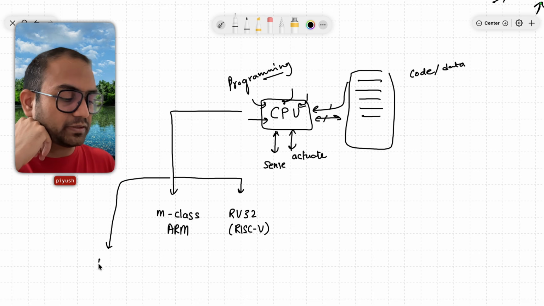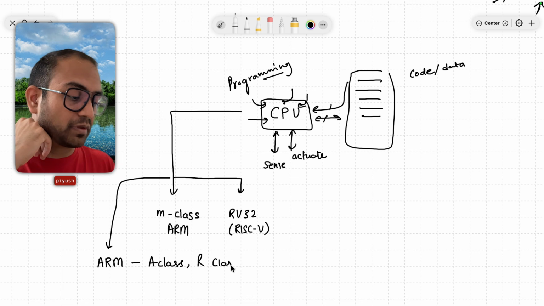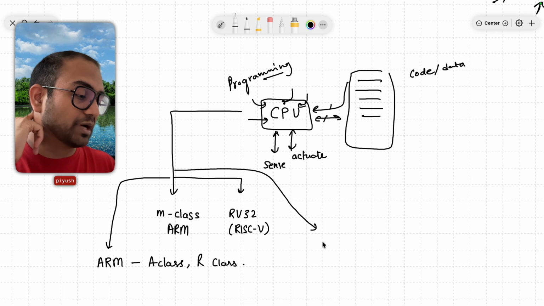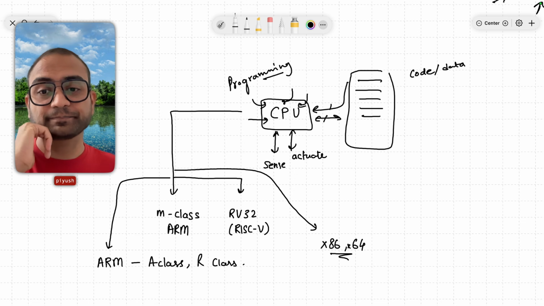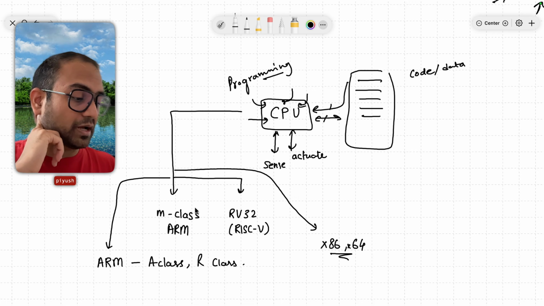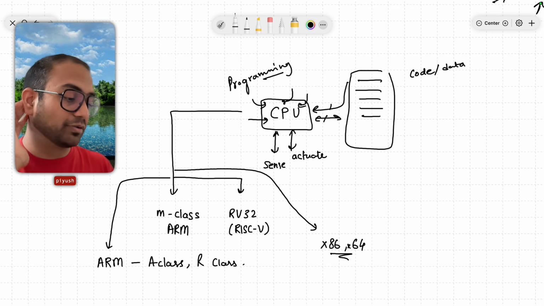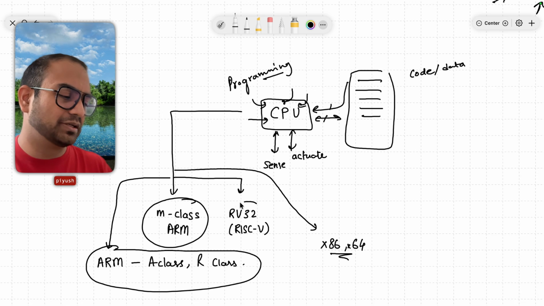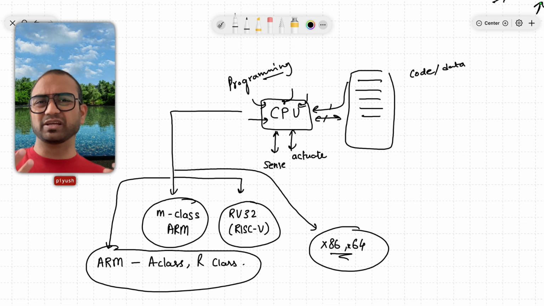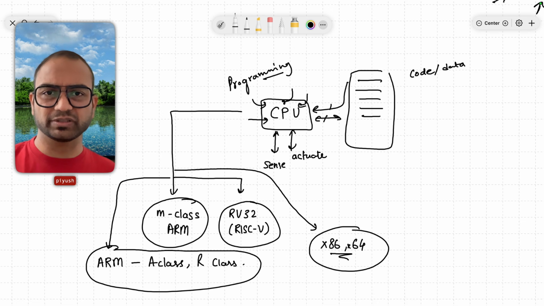Then, again from ARM, we have the A class CPU, we have the R class CPU, and not only this, we also have the x86 and the x64 from Intel and AMD, right? So for the next lecture, or some future lecture, our goal can be: what does it mean to have these different CPUs? What do they really mean? What differs? What are the different things?